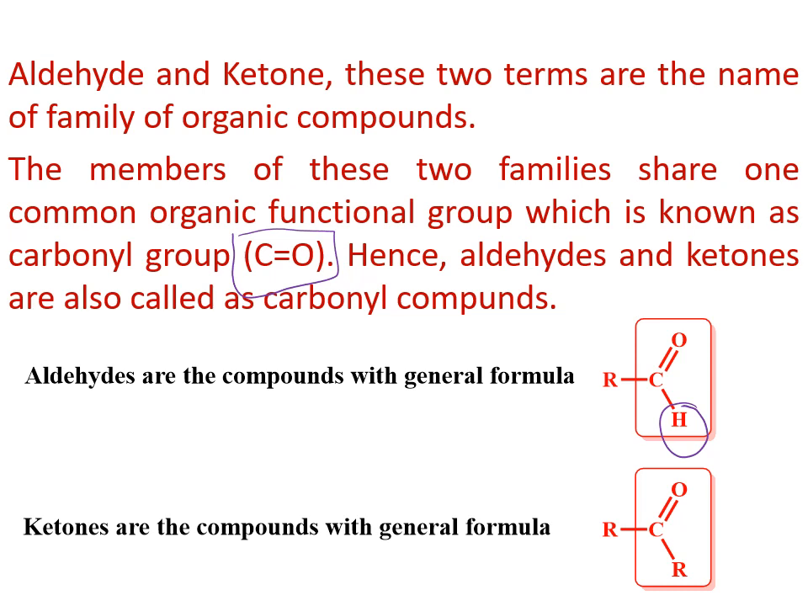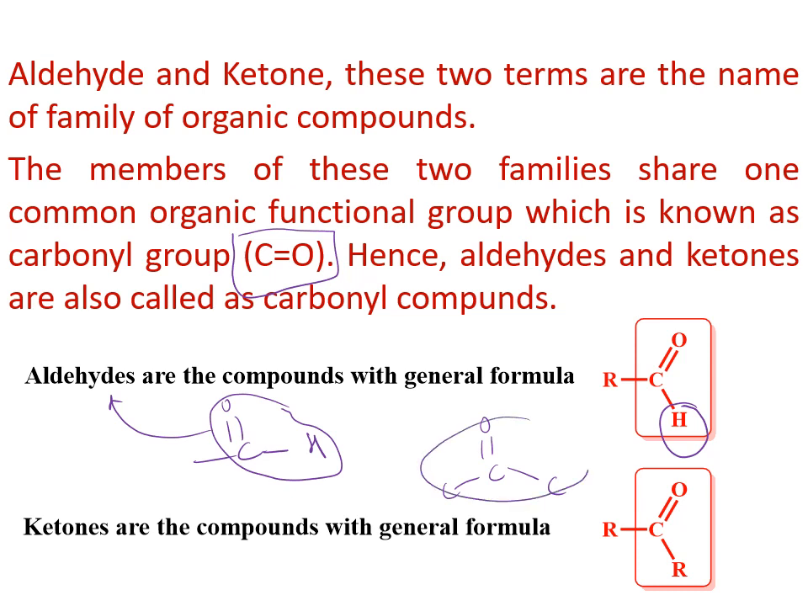Okay, so whenever you see a hydrogen on C double bond O, then that compound or that structure will belong to the aldehyde family. And when you see that C double bond O does not have any hydrogen on it, rather it is flanked by carbons on both the sides, then that compound will be belonging to which family? The ketone family. Okay.